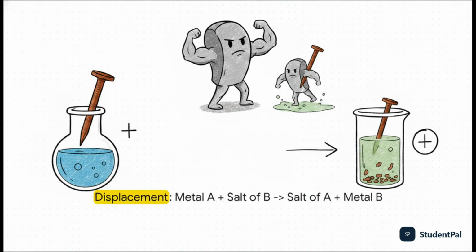This perfectly sets up our final stress test, the displacement reaction. If you put an iron nail into a blue solution of copper sulfate and wait about 20 minutes, a visible reaction happens. Why? Because a stronger, more reactive metal will always bully a weaker metal right out of its solution. Iron displaces the copper. The core rule here is: Metal A plus the salt solution of B gives the salt solution of A plus metal B. This test gives us perfect, undeniable evidence of which metal is truly the strongest.